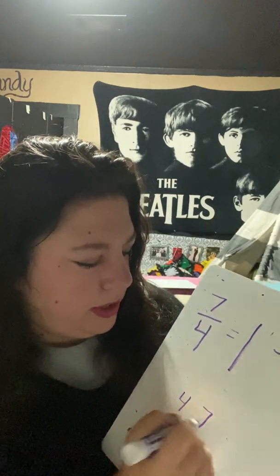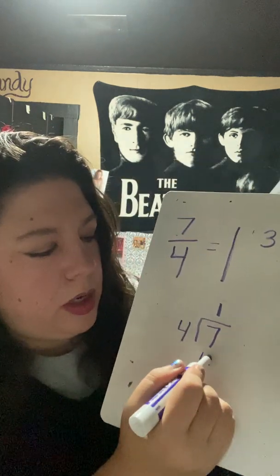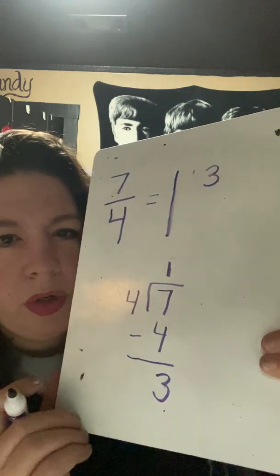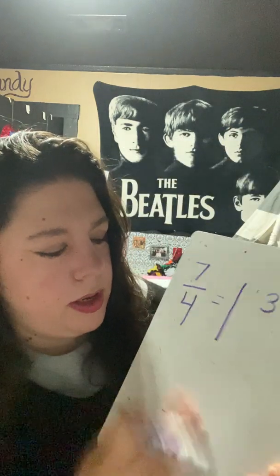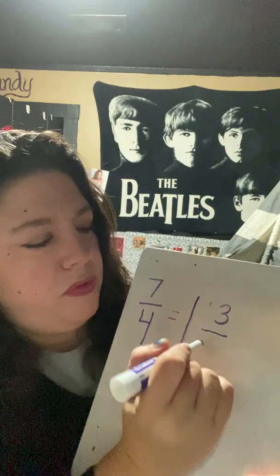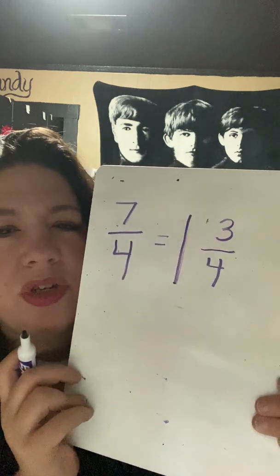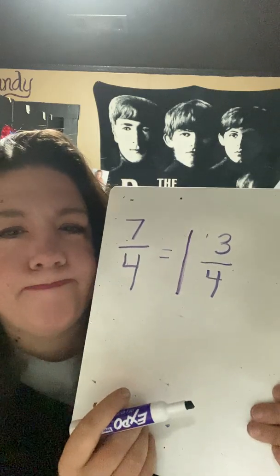4 will go into 7 one time with 3 remainder. Because 7 minus 4 is 3. So you put that 3 on top. And you put the 4. So 7 fourths as an improper fraction, we can change to the mixed number 1 and 3 fourths. Good job. Let's do the last one. 11 out of 5.